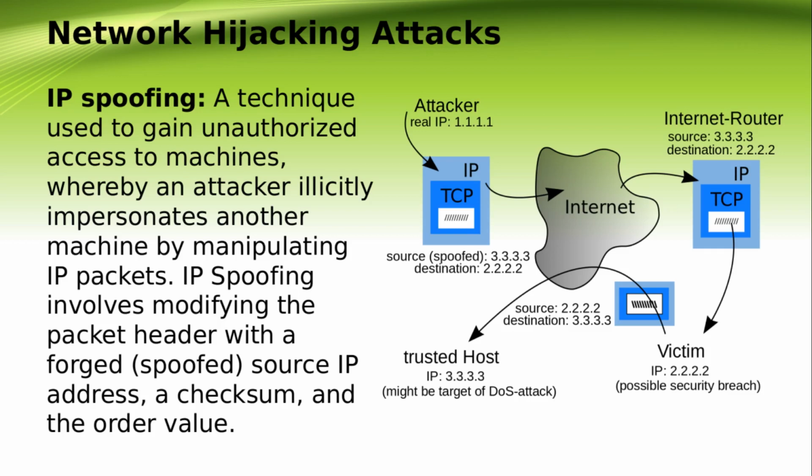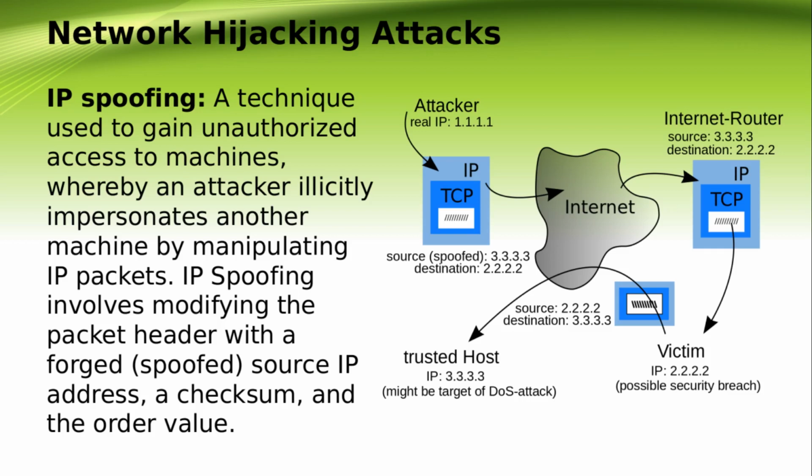The attacker's real IP is 1.1.1.1. He spoofed the IP address as 3.3.3.3, and for the destination, he selects the destination's IP, which is 2.2.2.2. So the internet router sends the spoofed IP packet to the destination IP. Then the victim machine trusts that spoofed IP, and the data and the system are breached. There's no security breach detected. So the trusted host is now an open door for the attacker.